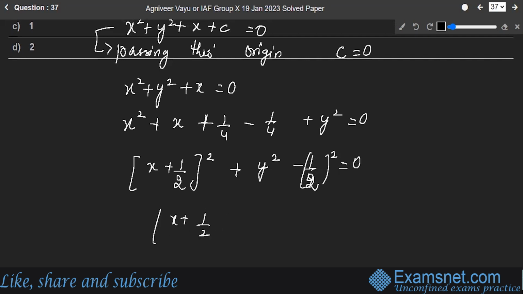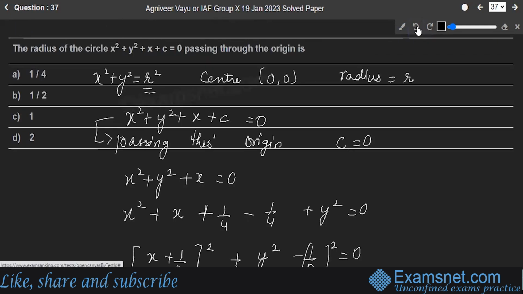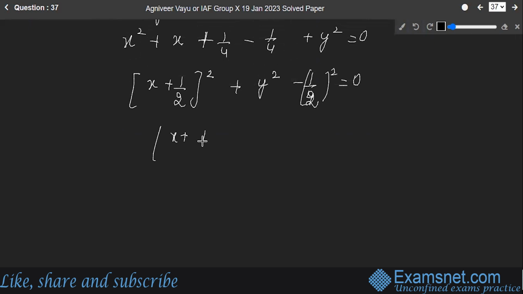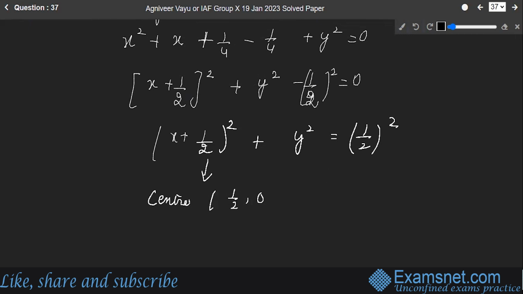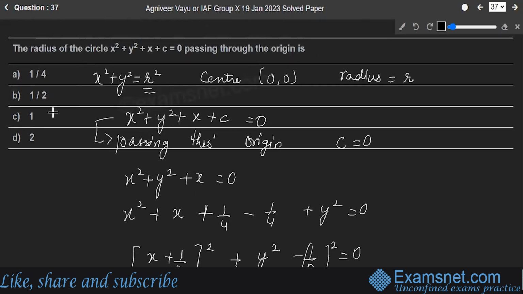So x plus 1 by 2 whole square plus y square is equal to 1 by 2 square. Now comparing it with the general equation, here the center will be 1 by 2 comma 0 and radius will be 1 by 2. Right? Now what we had to find out in the question was the radius for this circle, and the radius we just calculated is 1 by 2, which makes option B the correct answer.